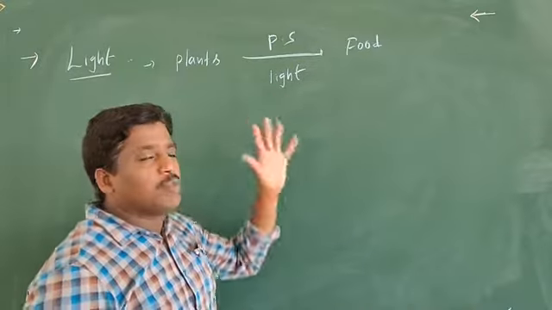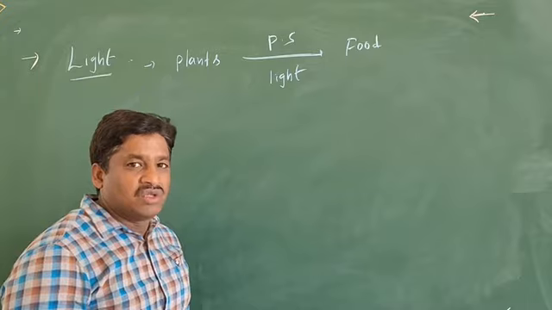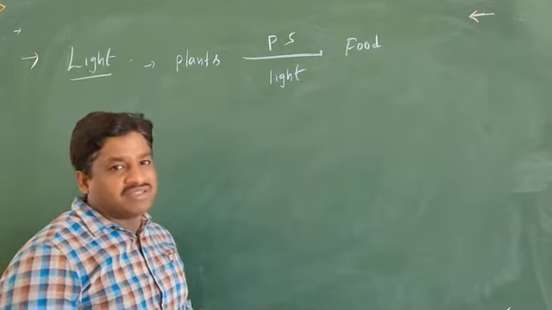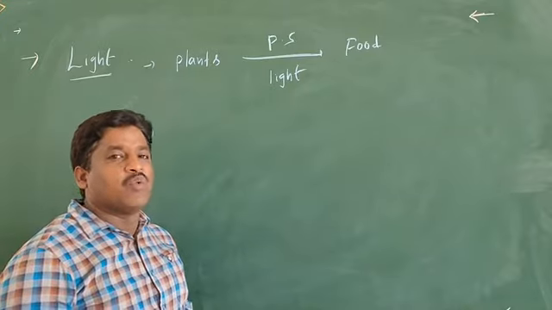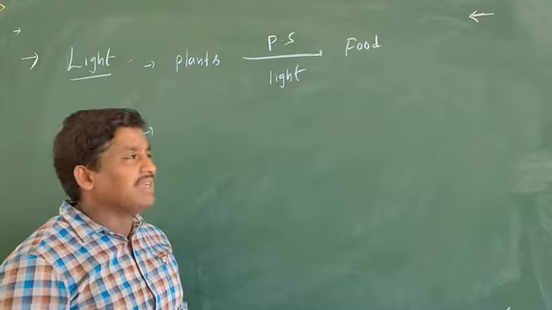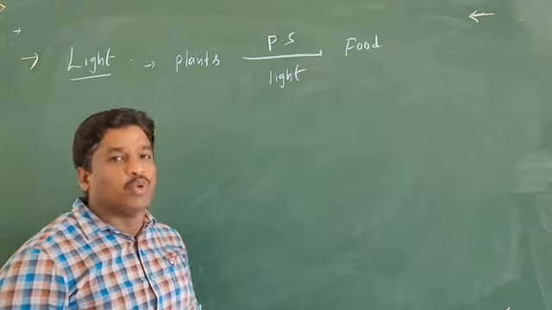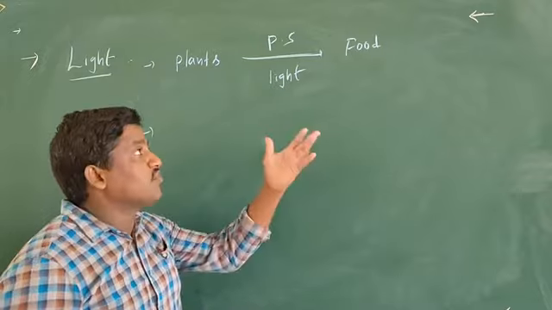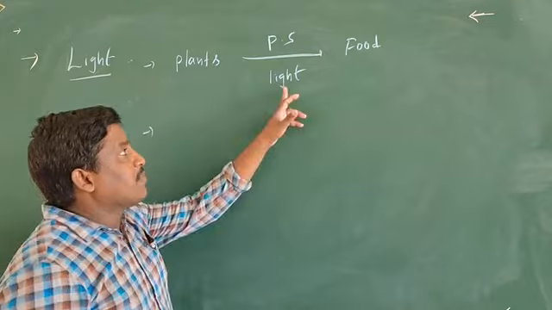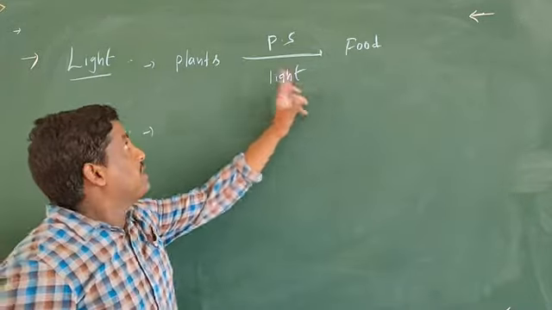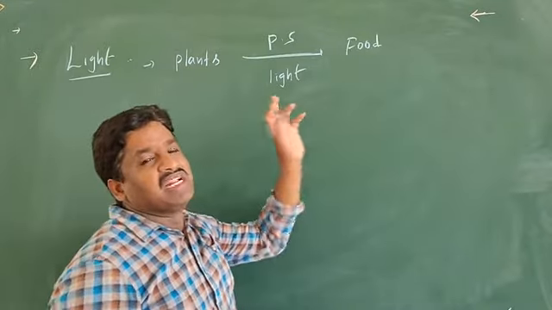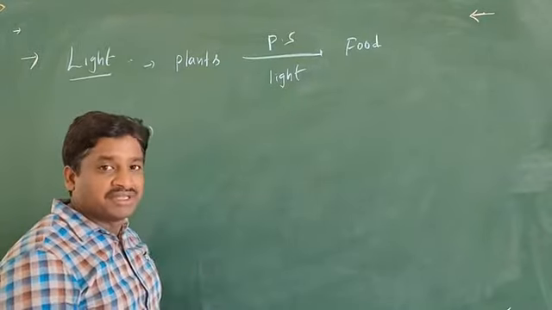So through the process we already discussed in photosynthesis, carbon dioxide and water are present. In the presence of light and chlorophyll pigment, this results in the formation of glucose. Glucose means food material. So if light is available, the plants can produce food. That's why light is the source of energy.